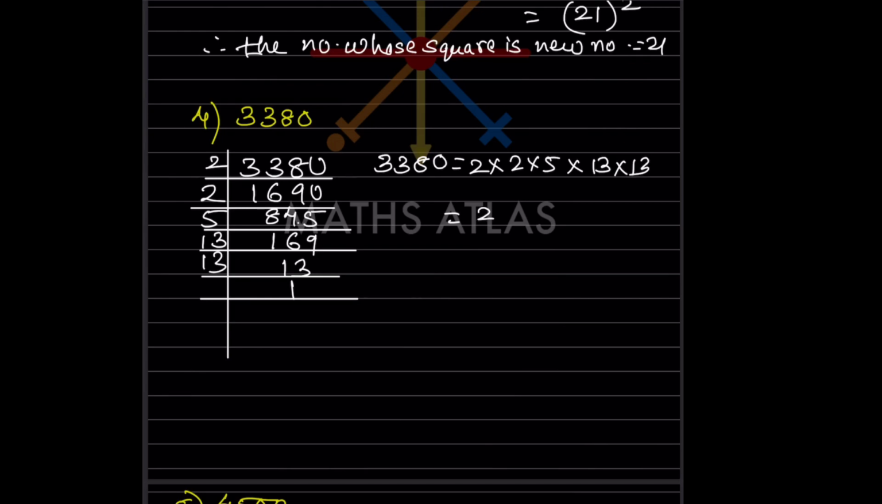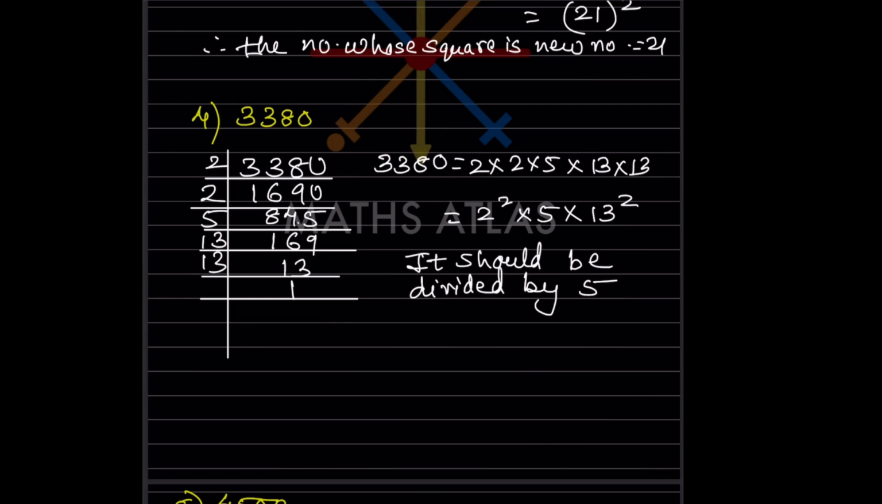So now you can see the pairs. That will be 2 square. This 5 is alone. And this will be 3 square. So it should be divided by, just this sentence I'm writing in short. You can look at the previous what I have done. The full sentence you can write it, divided by 5.